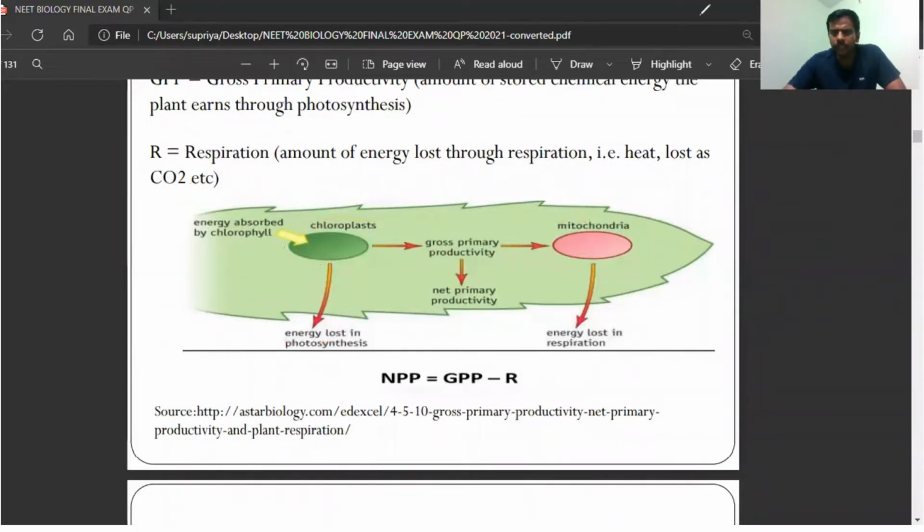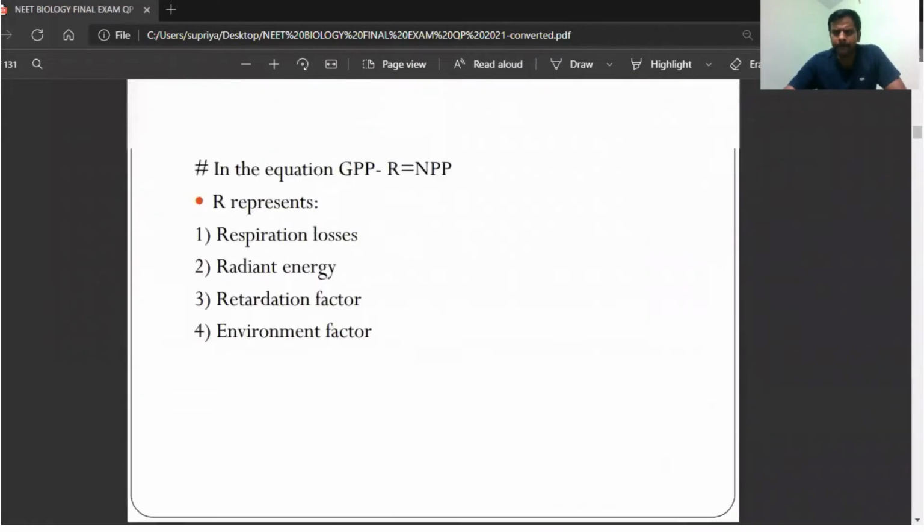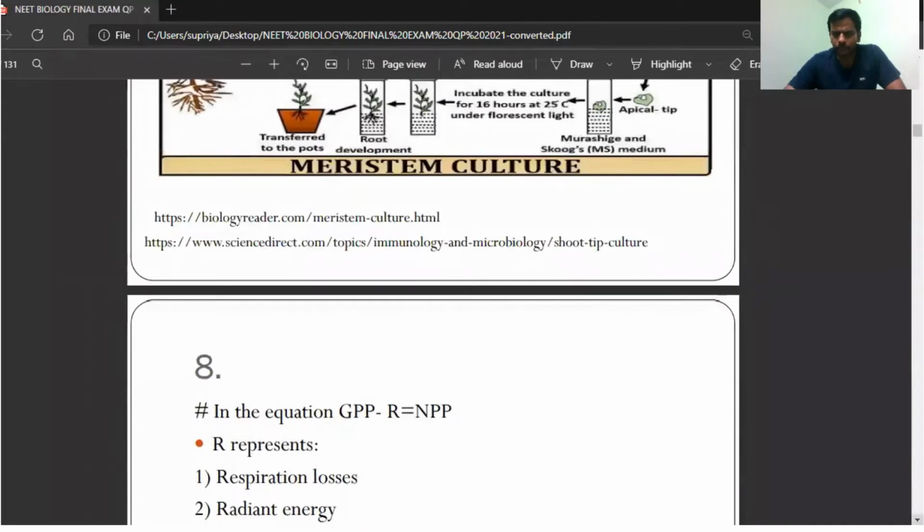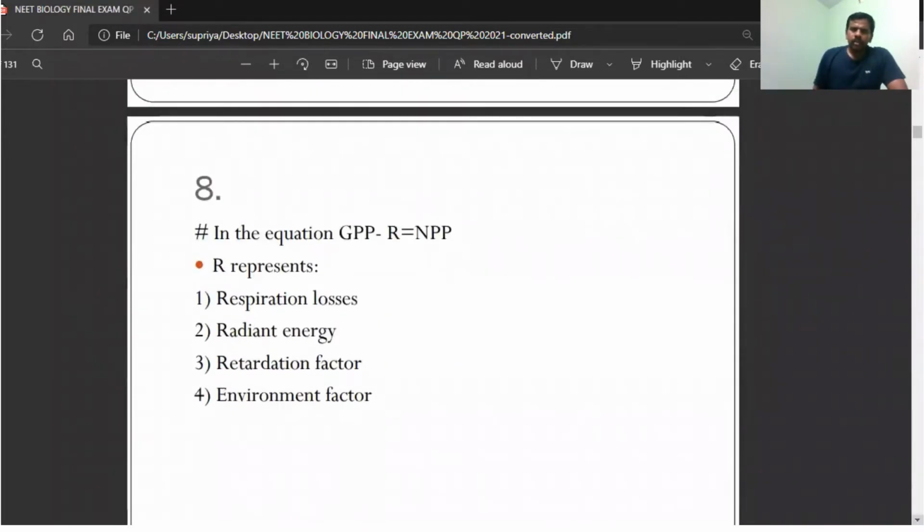Now see here, once again, the options. R represents respiration losses, not radiant energy, not retardation factor, not environmental factor. For this question, the answer is respiration loss.